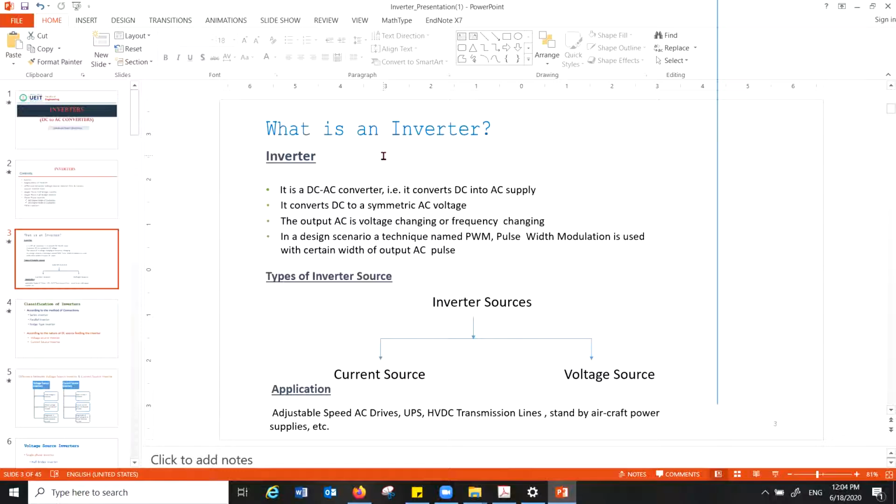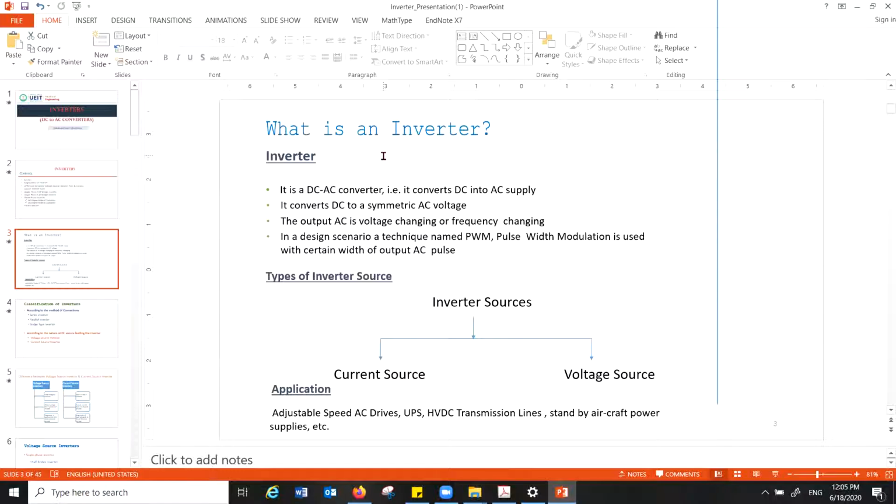And types of inverter, we already know that one is a current source, other is a voltage source. The applications of inverters are in adjustable speed drives and UPS. You already know that in our home appliances, UPS is one of the applications which we have gone through in our daily life, where we see the charge has been stored in a battery, and when the light trips, the battery will serve as a source, and that DC power is converted into AC supply, and the in-between circuit is the inverter circuit. HVDC, high voltage DC transmission lines.